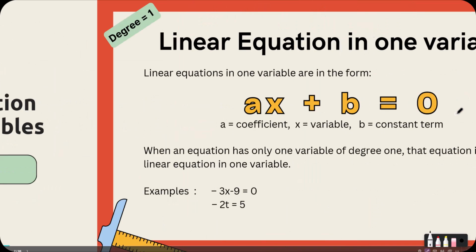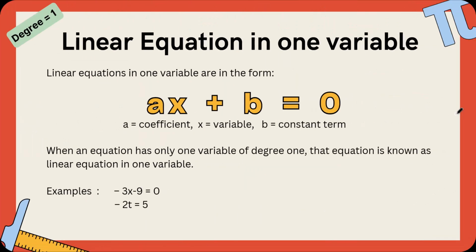Let's first understand what a linear equation is. Okay, so when is it linear? We have learned in polynomials when an equation or a polynomial is linear: when the degree is 1.